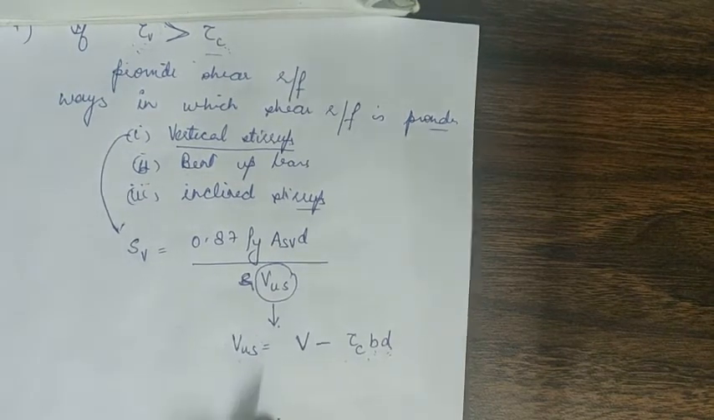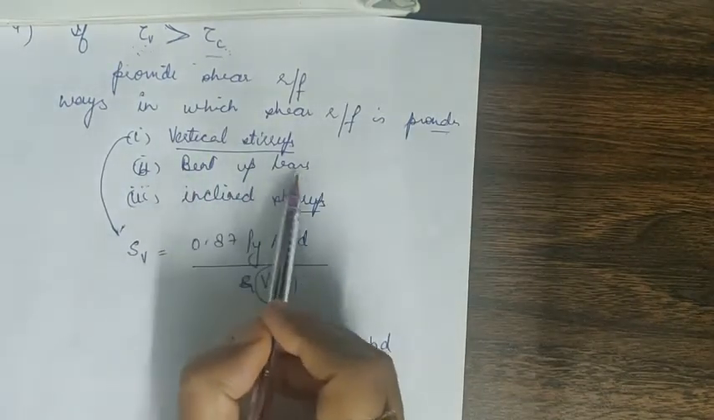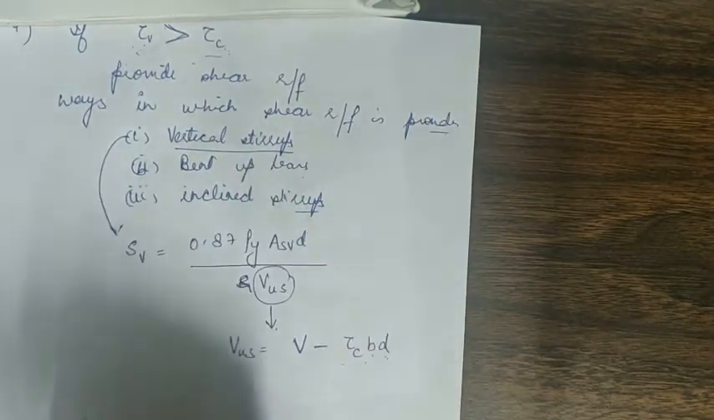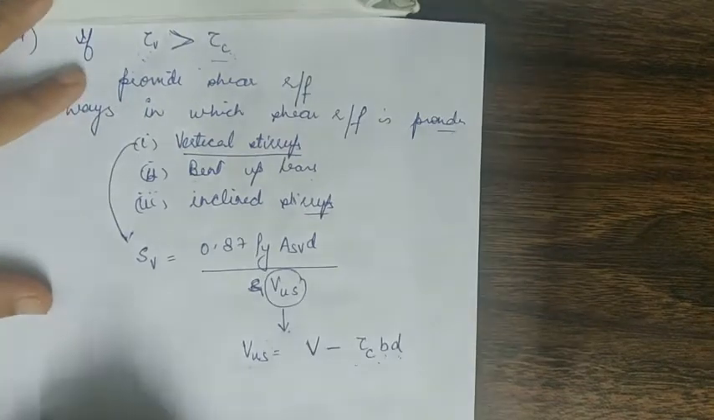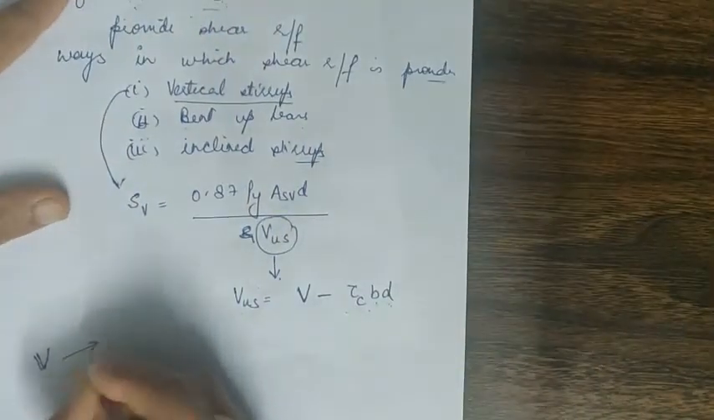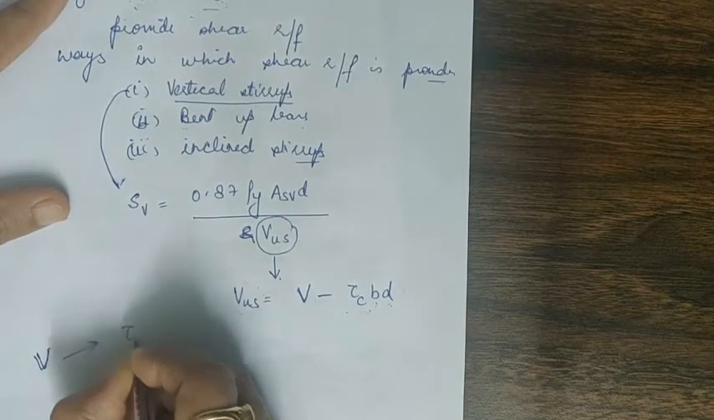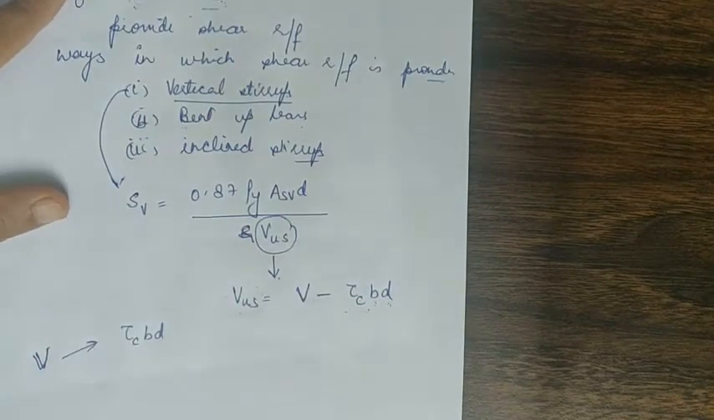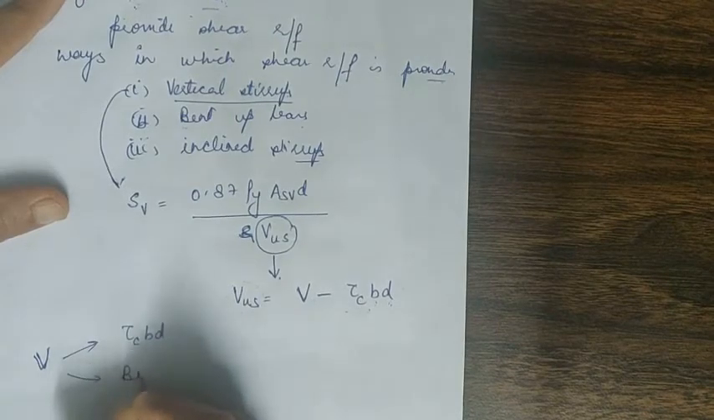Let us say you are providing bent up bars also along with shear reinforcement. So it means you had some shear force that is coming. Some part of the shear force is taken by tau C b d. Some part will now be taken up by bent up bars.